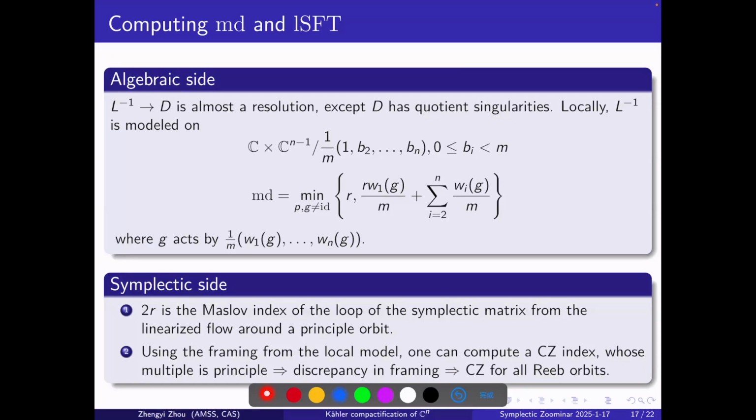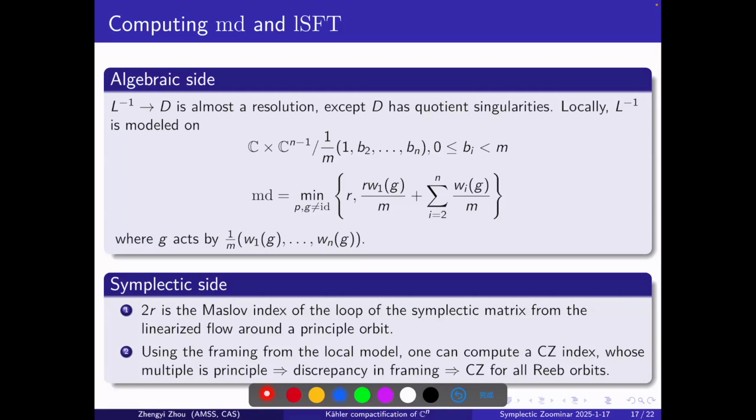a principal orbit. Of course, R here could be rational, so I'm also using the same definition of the rational conic singular index to define the same rational Maslov index. So this Maslov index will tell me the correct minimum lower SFT. So it will tell us the lower SFT of a principal orbit.